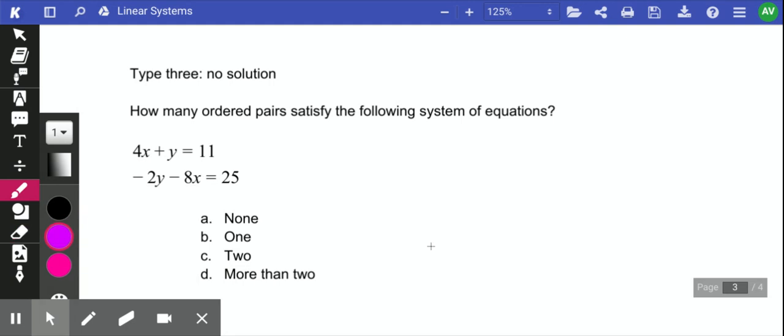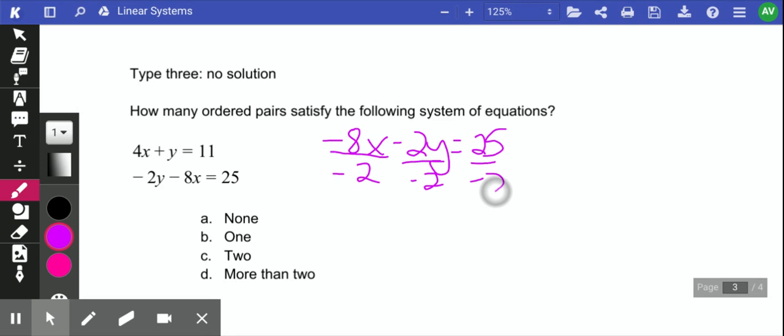All right, so the first one has an x term plus a y term equals a number. Let's get these to be in that same order. So I'm just going to switch them. Negative 8x minus 2y equals 25. All right, so 4x plus y equals 11. So let's look at this. If I were to divide negative 8 by negative 2, I would get 4, right? So let's try that. Let's divide every part by negative 2.